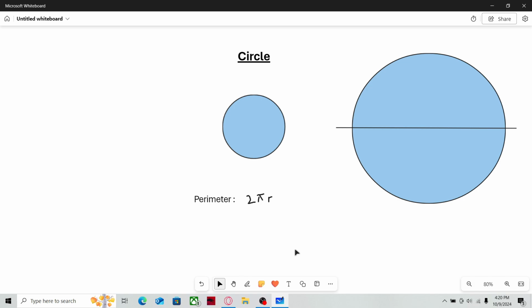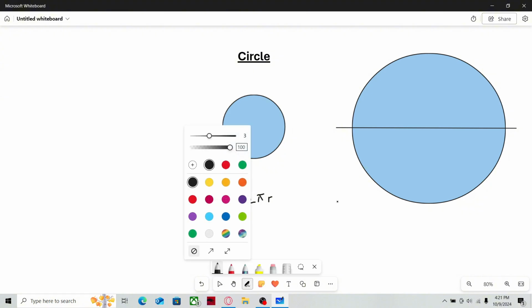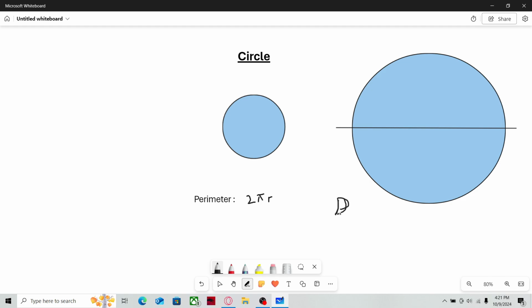So if the diameter of a circle was 10, the radius is 5, and so on. Basically, the diameter, d, half of the diameter is the radius.